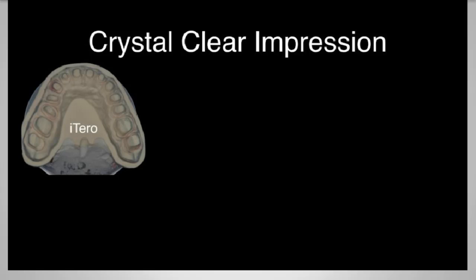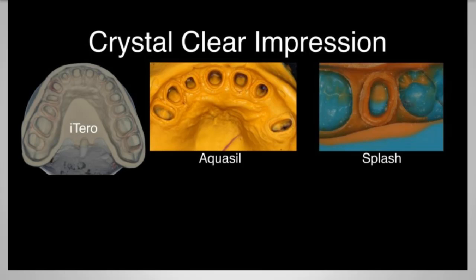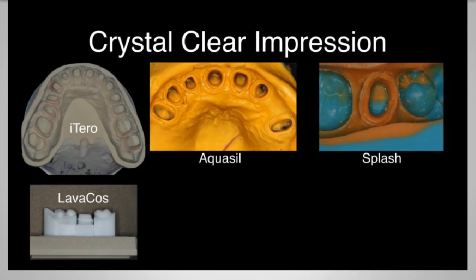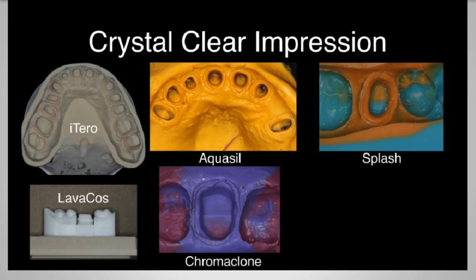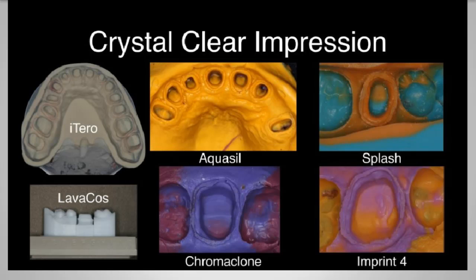I'm going to put up a series of impressions and or models that were fabricated here. In some cases, you'll see some digital options, and in other cases, you'll see traditional materials. So in the top side of the screen, we have iTero, a model that was fabricated, an Aquasol impression, one taken with Splash, one utilizing the 3M Lava COS scanner, or now True Definition scanner, another one using Ultradense Chromaclone, and finally Imprint 4. If we look at this slide, we can easily see that each and every one of these digital and traditional impressions has crystal clear margins.